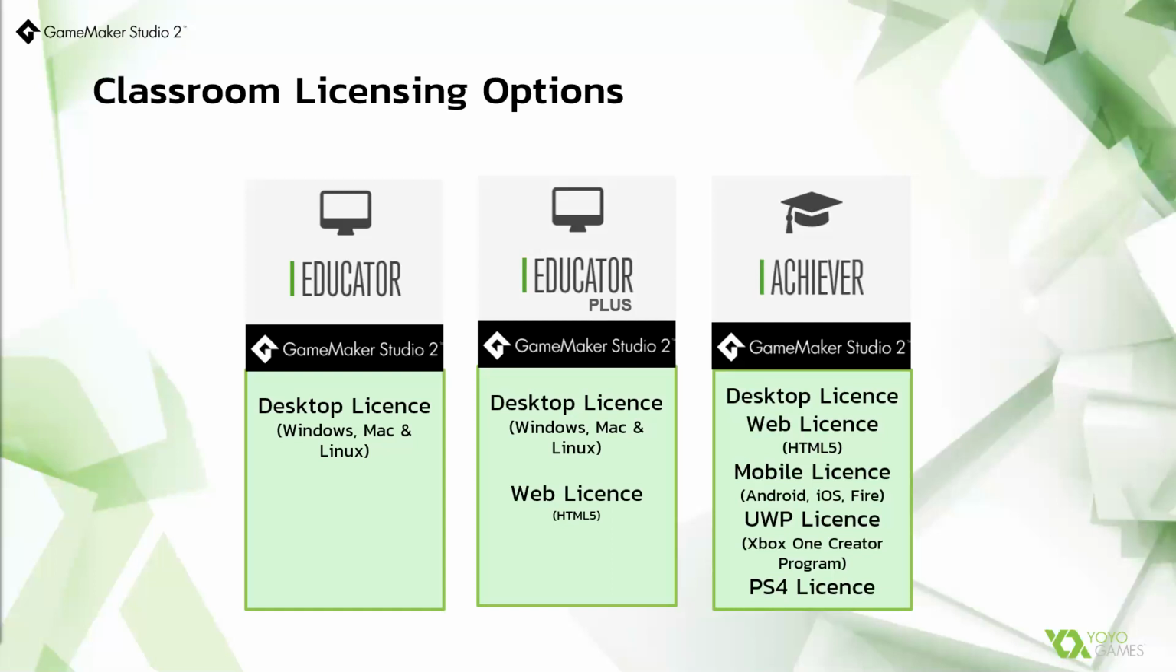So looking at these licenses, what we have is Educator, and that exports to desktop. We have Educator Plus, which exports to desktop, and also HTML5 for sharing games. And we have Achiever, which tends to be used probably more at college and university, where you can also make mobile games and Universal Windows Platform games, which can actually be run on an Xbox One. And we've also got PlayStation licensing on there as well, which is part of the university licensing that Sony run.